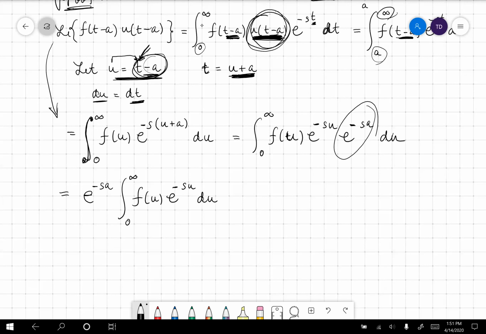Don't forget, u is a dummy variable. u can be x, it can be dog, it can be jack, it can be t, it can be anything. What is all of this here? F of s. Beautiful.